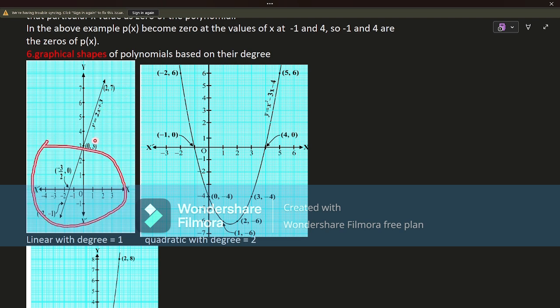For example, see here, this is a linear polynomial. By expressing that given polynomial in graphical form, we got the linear form. This is the quadratic equation. For example, see here, what is the polynomial? This is a quadratic polynomial. Why? Because the highest degree is 2. So by expressing this quadratic polynomial in graphical form, we got the U shape with degree 2.